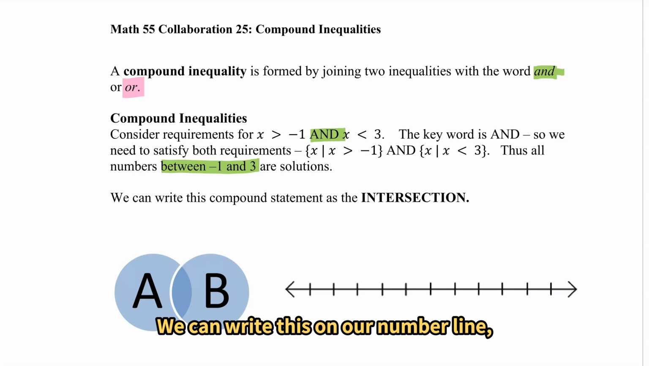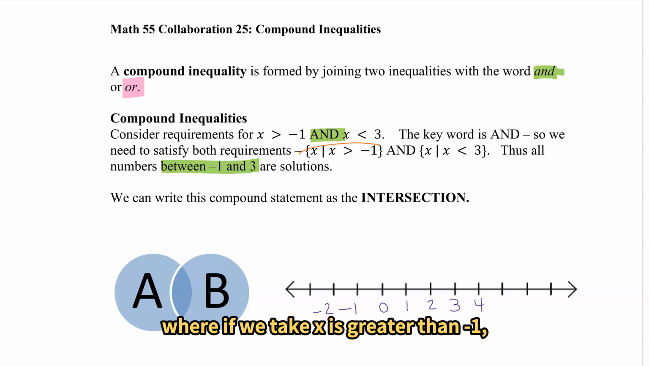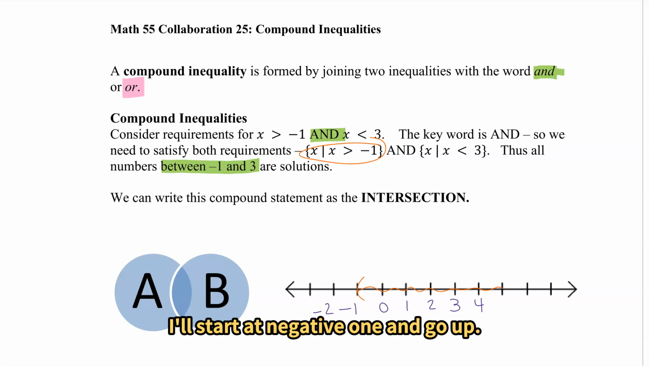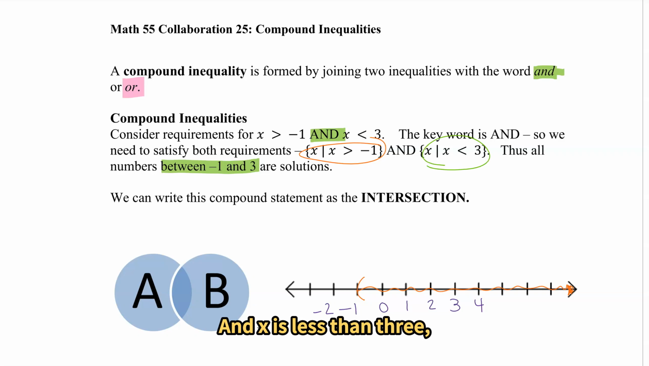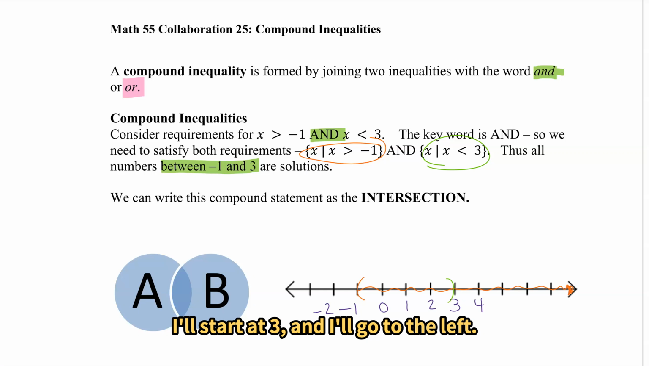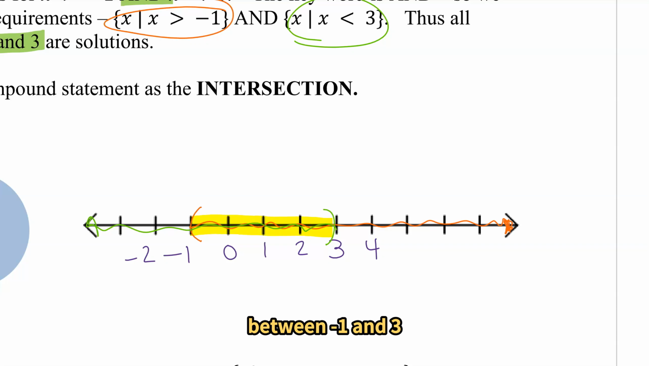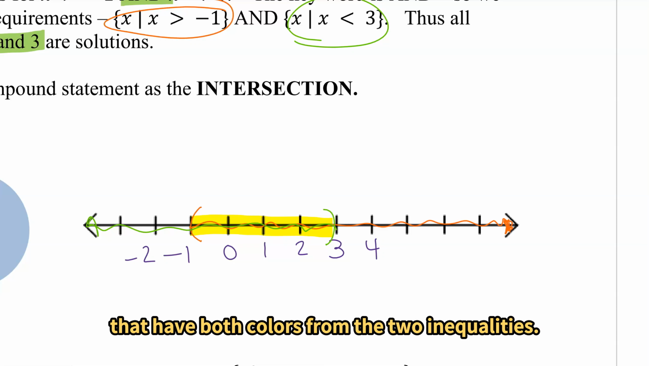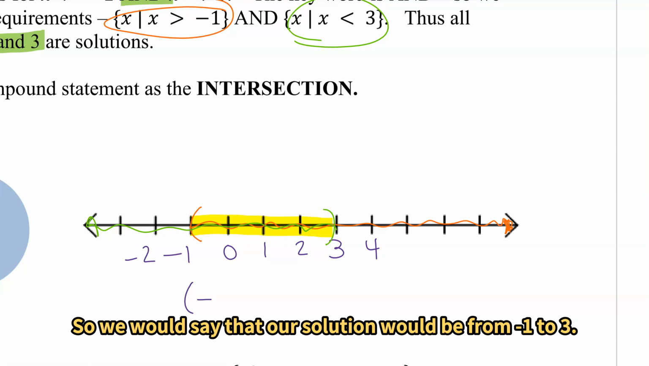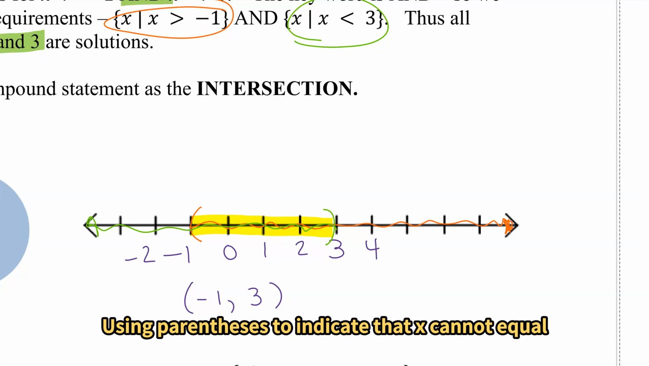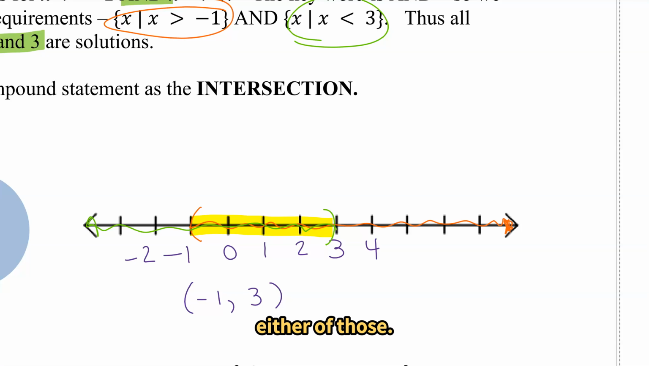We can write this on our number line, where if we take x is greater than -1, I'll start at -1 and go up, and x is less than 3, I'll start at 3 and I'll go to the left. And notice in our number line, there's only this block of numbers between -1 and 3 that have both colors from the two inequalities. So we would say that our solution would be from -1 to 3, using parentheses to indicate that x cannot equal either of those.